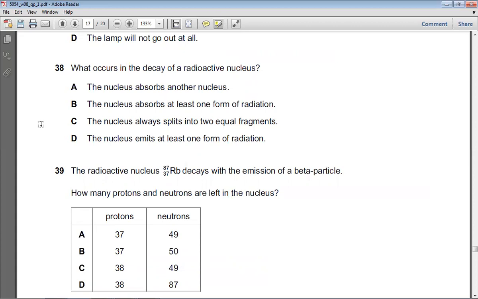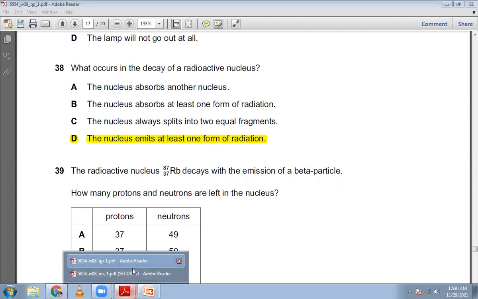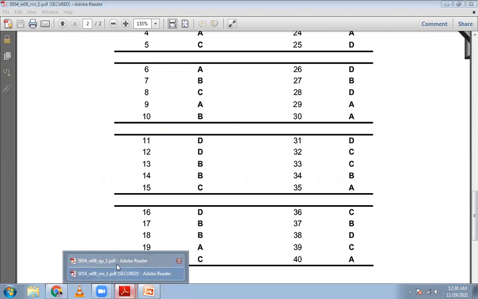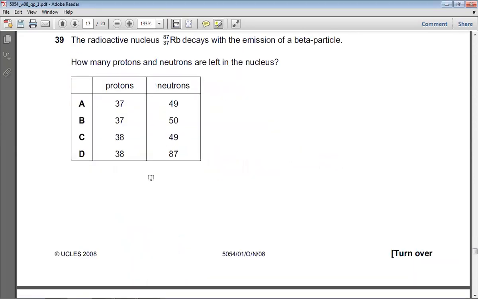That is 100% true. Whenever a decay happens, a form of radiation is given out, whether it's alpha, beta, or gamma. So I think question number 38, D looks the best option to me. Question number 38, D looks the best option. It is the best option.